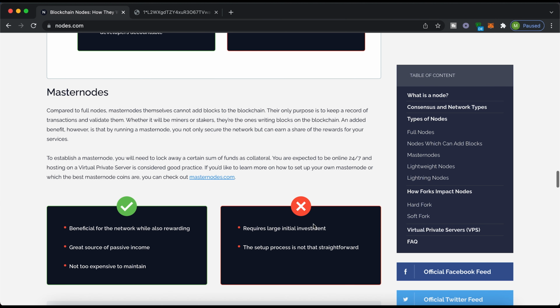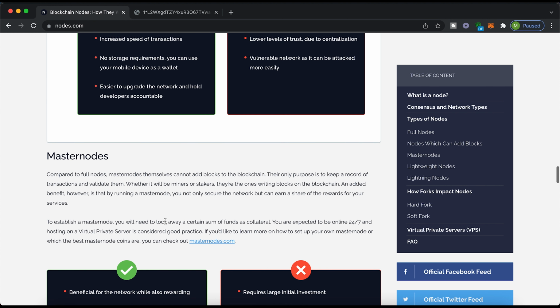So the next one, masternodes. Compared to full nodes, masternodes cannot add blocks to the blockchain. Their only purpose is to keep a record of transactions and validate them, whether that be miners or stakers. They're the ones writing blocks on the blockchain. An added benefit, however, is that by running a masternode, you not only secure the network, but you can earn a share of rewards for your service.